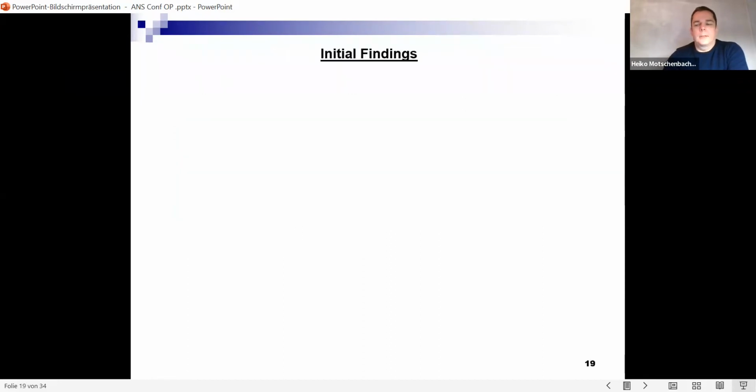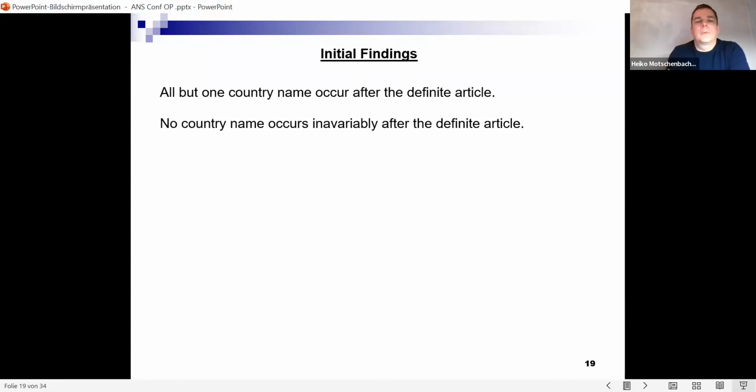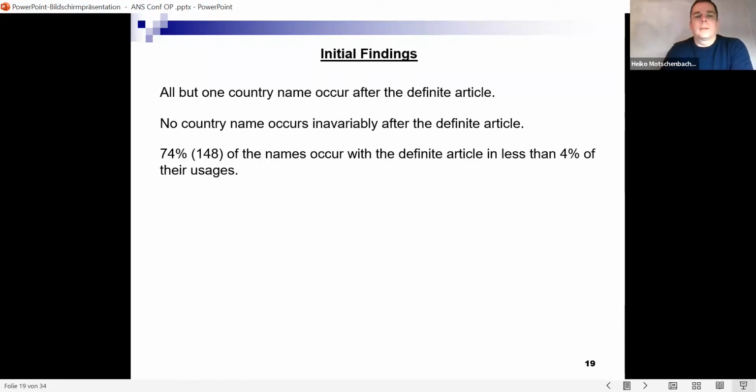So coming to my actual analysis, first some initial findings here. As I said before, I found that all country names except one occurred at least once with a definite article. The country name that didn't do that was Latvia. I don't know why that is the case, just for you to know. But on the other hand, there was also no country name that occurred invariably after the definite article. So we can see from the start that there is a variance going on.